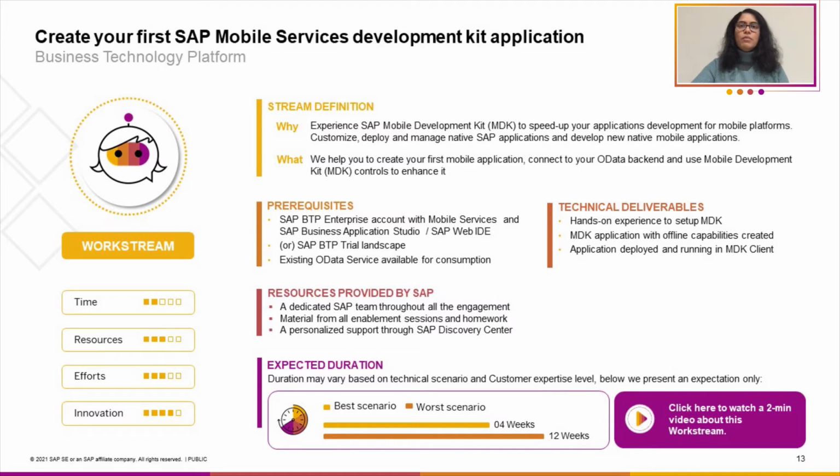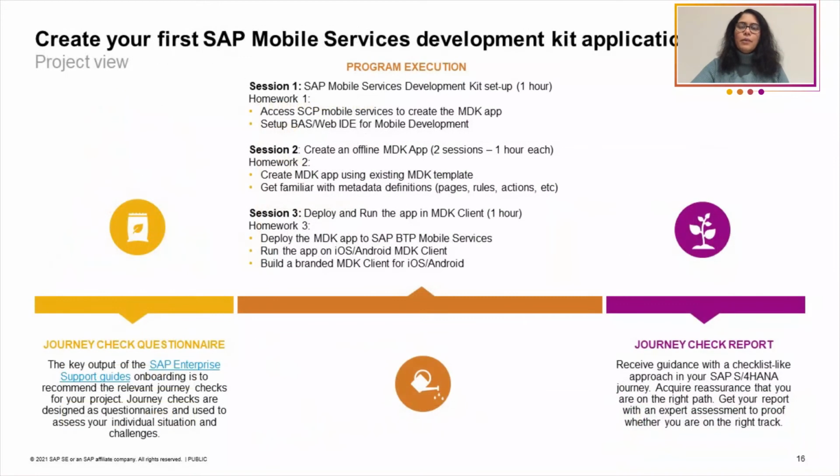In this workstream, you will get hands-on experience in using the SAP Mobile Services Mobile Development Kit to create your first cross-platform mobile application, connect to an OData backend, and use native controls of Mobile Development Kit to enhance your application. Enterprise Support Advisory Council 2021 is structured in 3 phases.